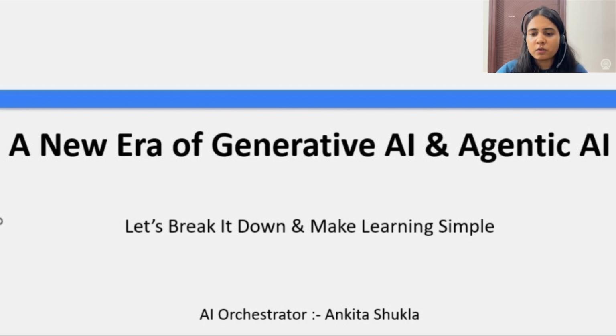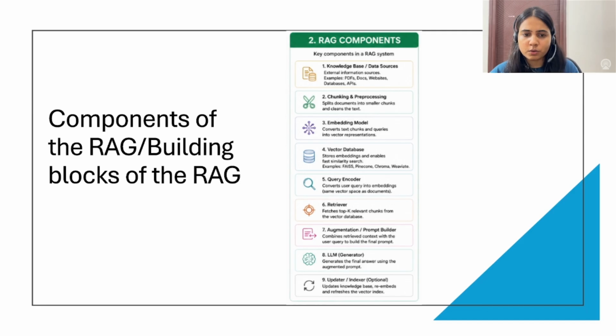So in this video we are going to understand these components and what we need to configure. We have 8 or 9 components or building blocks of RAG, so we'll go through them one by one. First is the knowledge base and data sources.